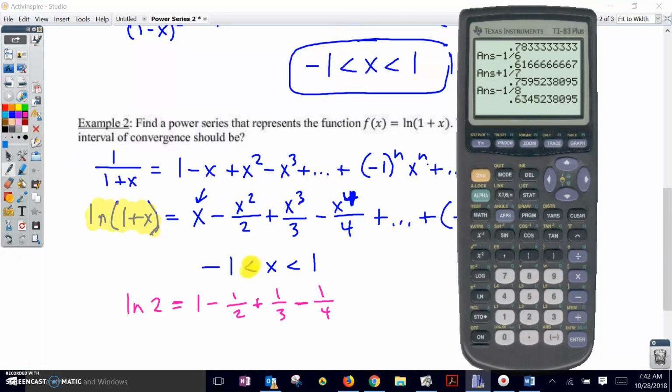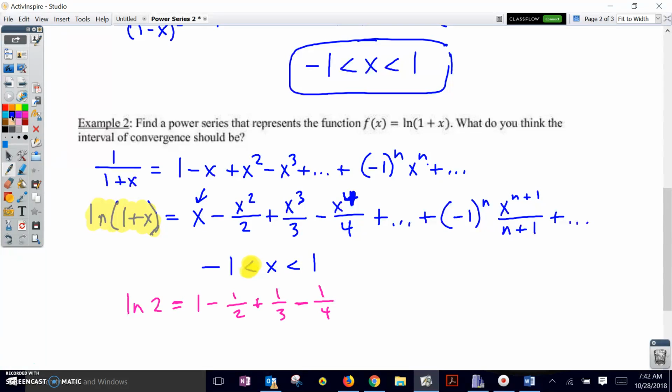And so I think, at this point in time, I'm not willing to say that for sure right now, but the evidence points pretty strongly to this endpoint being included. And we're going to talk a whole lot more later on about how we determine intervals of convergence, but that's just a quick kind of intuitive approach to that by looking at the partial sums. I think, at this point in time, that this is going to be the interval of convergence for that series.